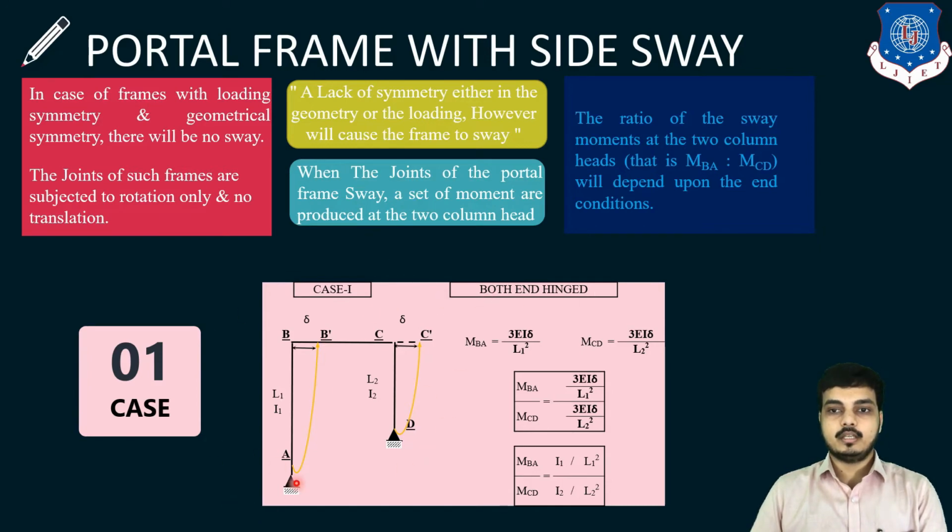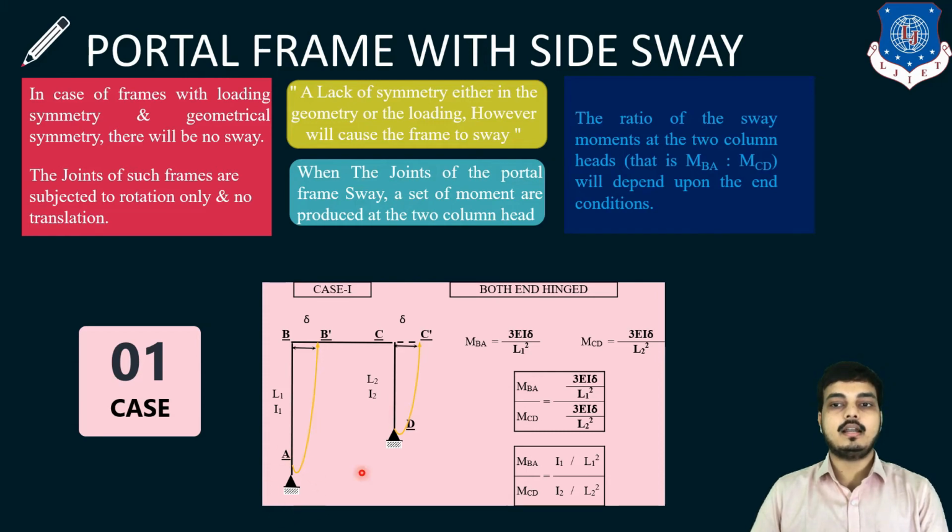Here you can see a frame in which these joints are considered as hinge joints, and I am talking about the B and C column heads, where some moment will occur. The frame will sway and shift to another position, meaning a deflection delta is likely to occur. So the ratio of the sway moments at the two column heads B and C, the column moments MBA and MCD, will depend upon the end condition. So the far end condition will guide the sway.